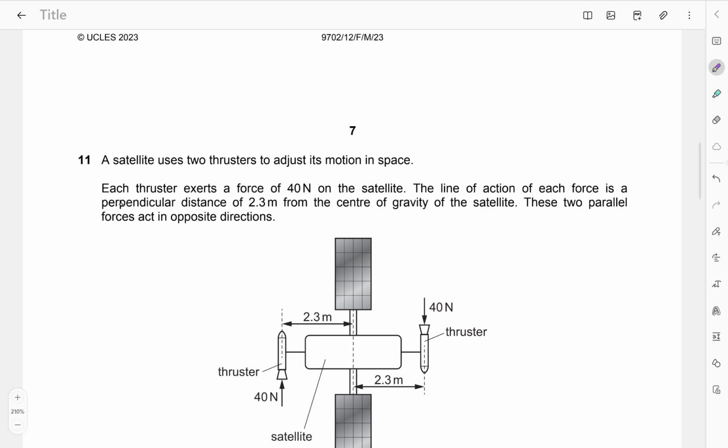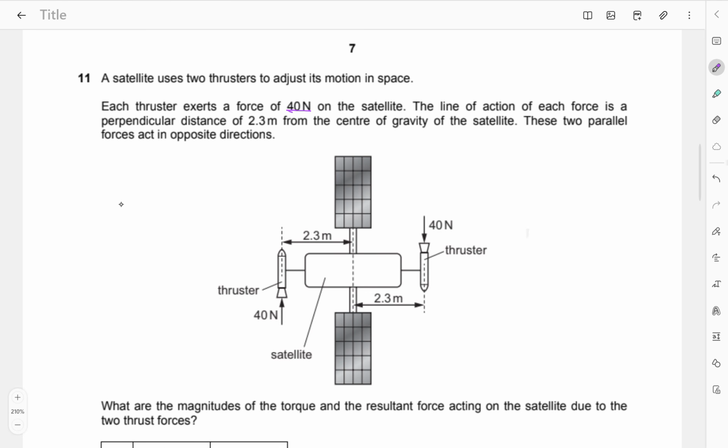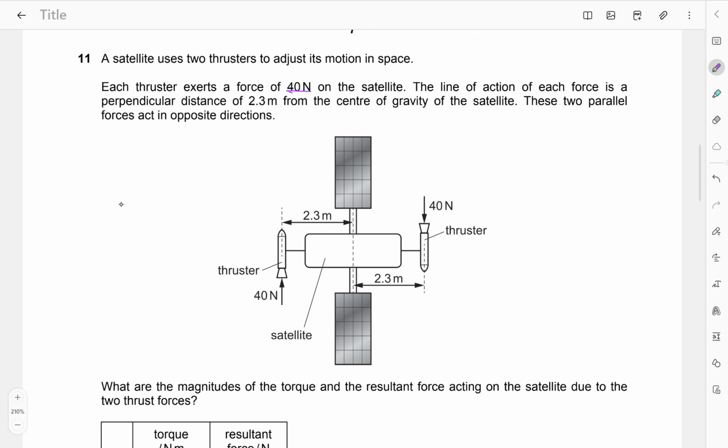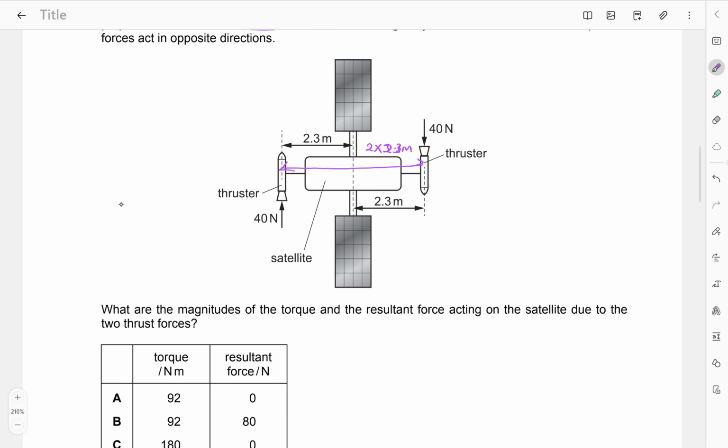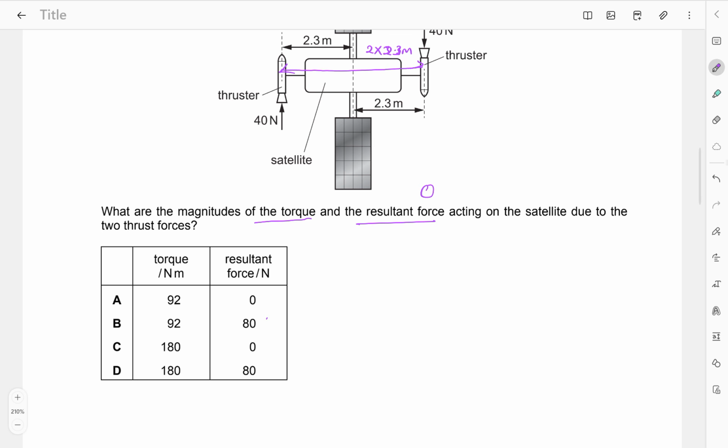A satellite uses two thrusters to adjust its motion in space. Each thruster exerts a force of 40 newtons on the satellite. The line of action of each force is a perpendicular distance of 2.3 meters from the center of gravity. So that means the distance between the two forces is going to be 2 times 2.3 meters. What are the magnitudes of the torque and the resultant force? Of course, these two forces are equal but opposite. The resultant force must be 0. So we eliminate B and D.